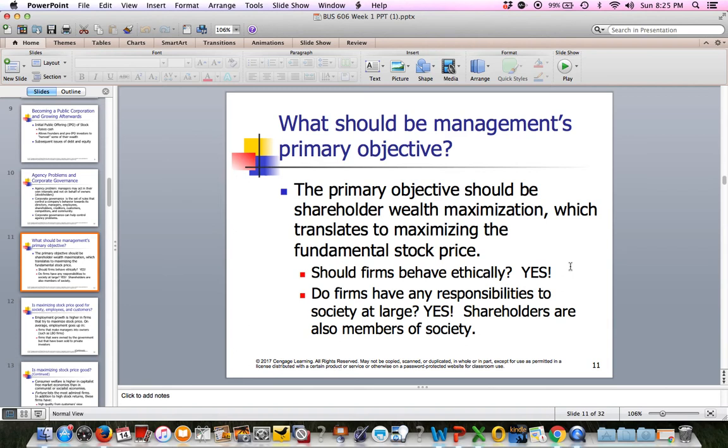And it says here, do firms have a responsibility to society at large? And the answer is yes. Shareholders clearly are also members of society. And of course, corporations employ employees who are members of society and so on. So you have to find that fine line between maximizing corporate wealth, but yet making decisions that are ethical and still investing in your community, investing in society. That means donations, things like that too. And hopefully you're aware of companies that have made significant donations to charitable causes or things like that too. And there's been many examples I can think of, and maybe I'll share a few in a few moments here.